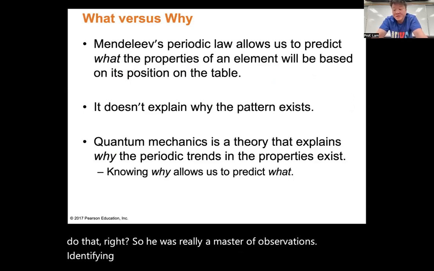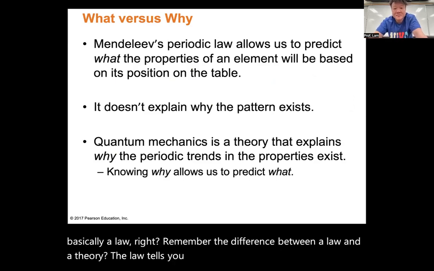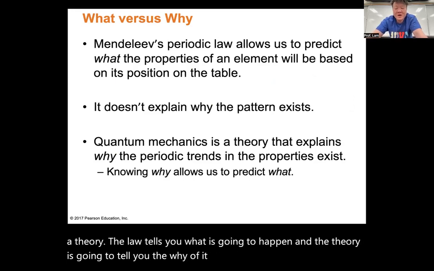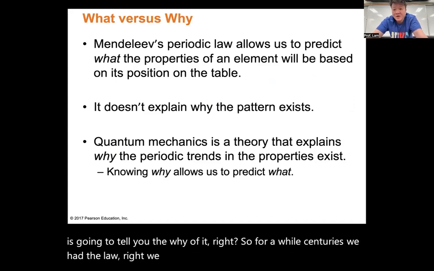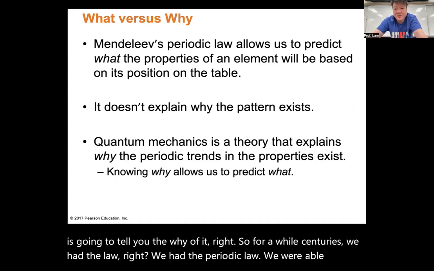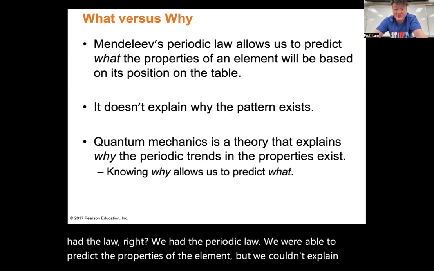Okay. So Mendeleev's periodic table is basically a law, right? And remember the difference between a law and a theory. The law tells you what is going to happen, and the theory tells you the why of it, right? For centuries, we had the periodic law. We were able to predict the properties of the elements, but we couldn't explain why those patterns existed.